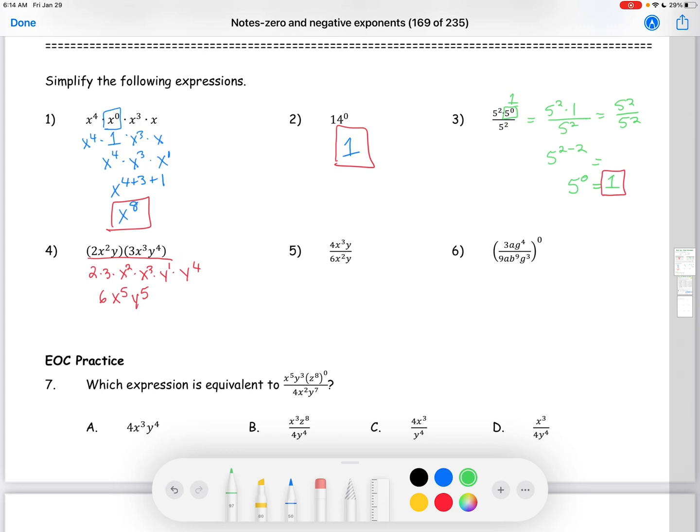And you may be wondering, what does that have to do with the 0 exponent rule? Nothing. Just keeping you on your toes.